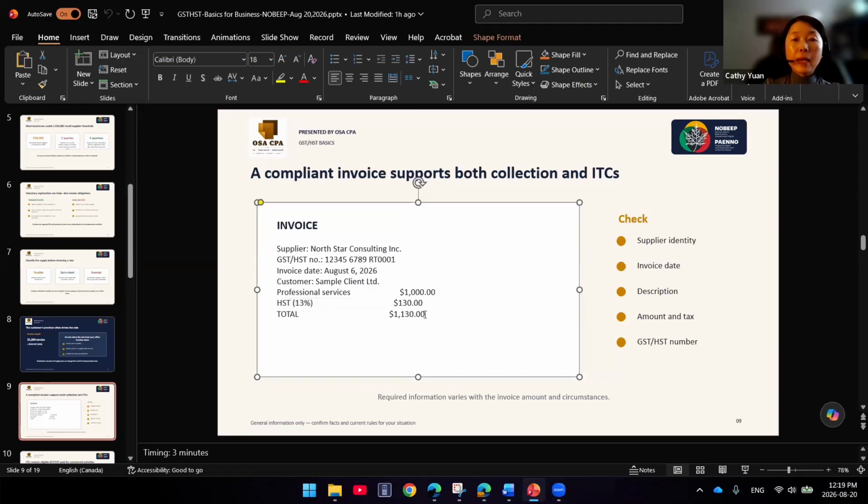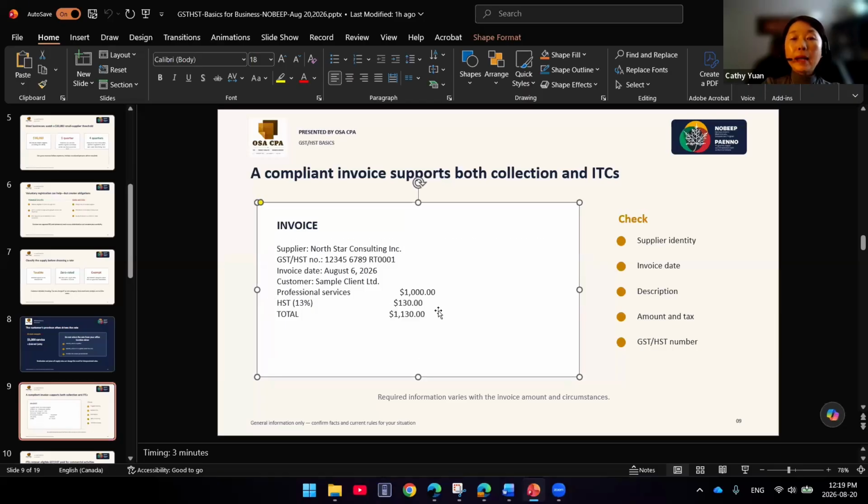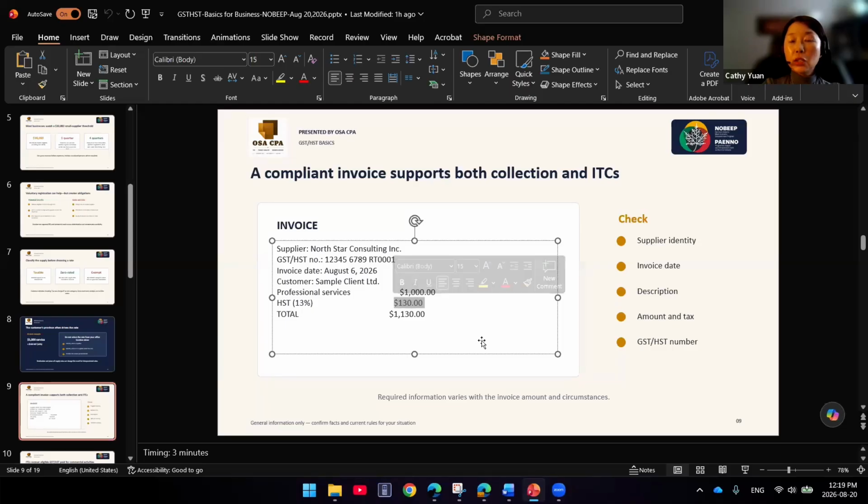And the total we pay is 1,130, but this 130 is what we can claim as credit from our tax. If at the beginning the business doesn't have any revenue and so no sales tax, then we can get a refund of this 130 from the CRA.